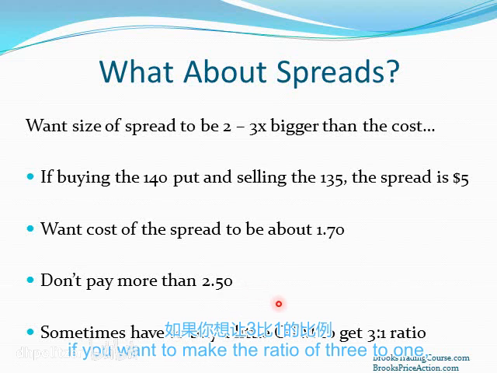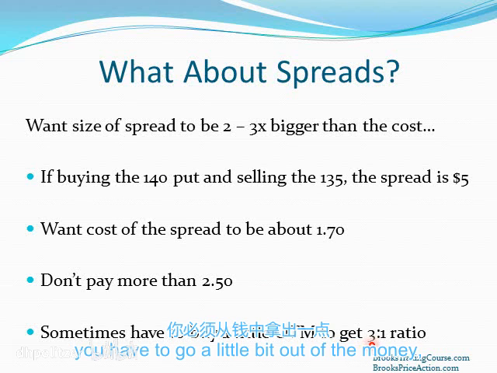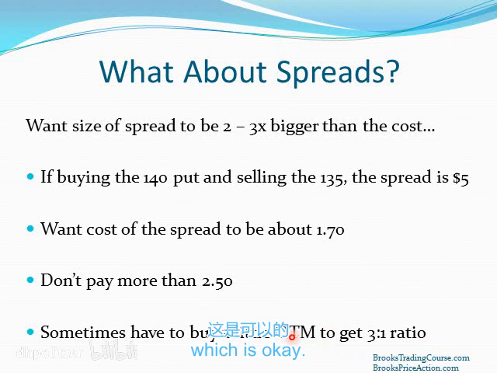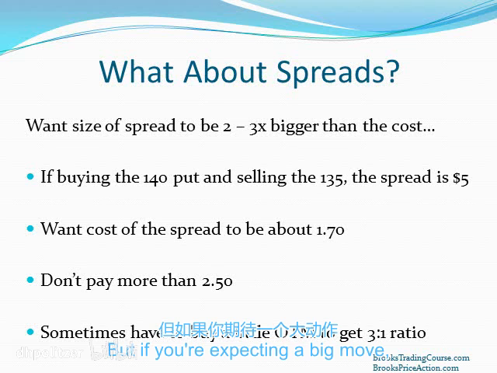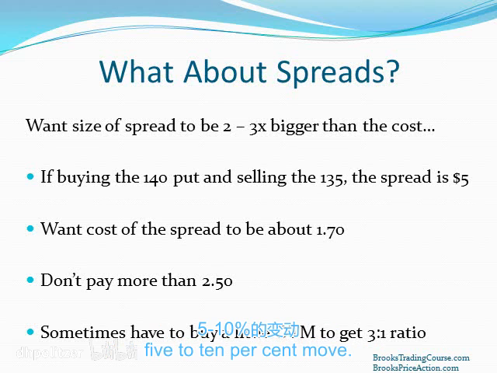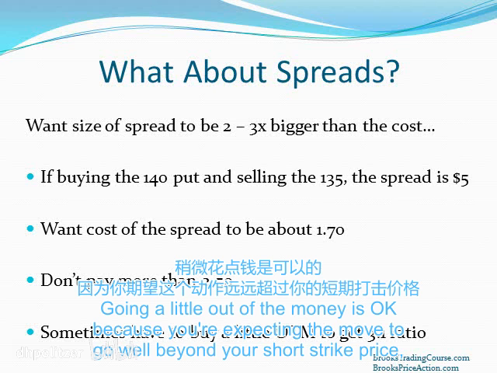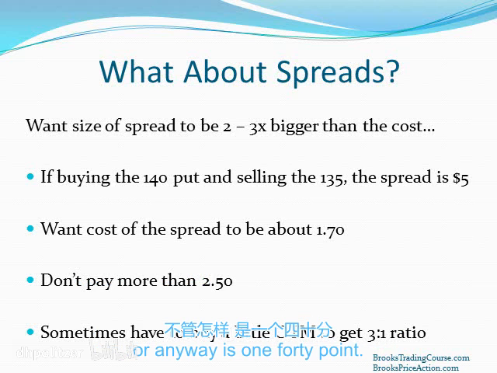Sometimes if you want to make the ratio 3 to 1, you have to go a little bit out of the money, which is okay. If you're expecting a big move, a 5 to 10% move, going a little out of the money is okay, because you're expecting the move to go well beyond your short strike price anyway.